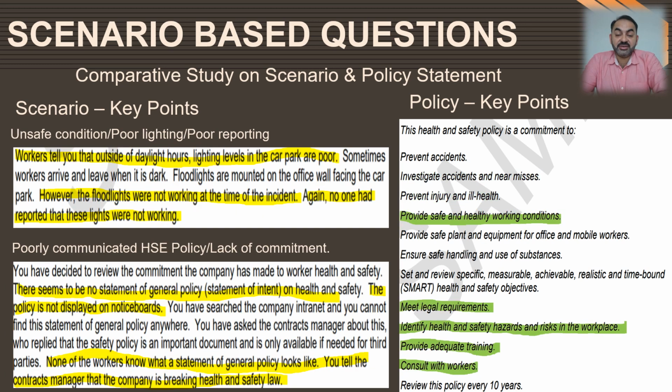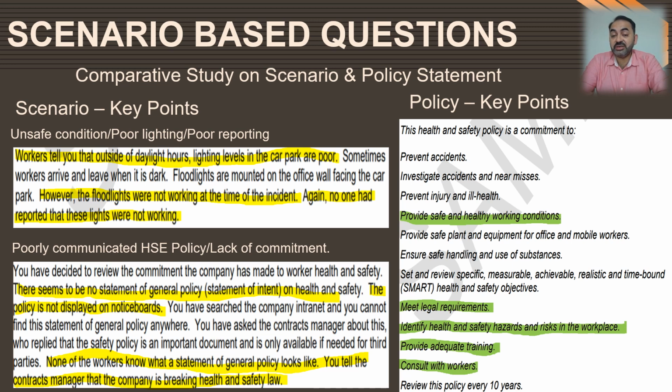The key point highlighted in the scenario is showing very clearly that there is no risk assessment done in the car park area and the lighting is not adequate. Also, some of the lights they were using, from the floodlights mounted in the office areas, are also not working at that time. That's why the incident happened. So, guys, again, you can correlate it with the policy key points, and one of the points is provide safe and healthy working condition, which is missing here because they fail to assess the risks. Also, they are not meeting their legal requirements.